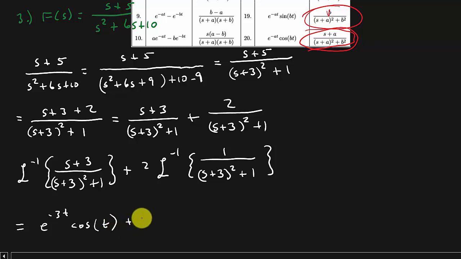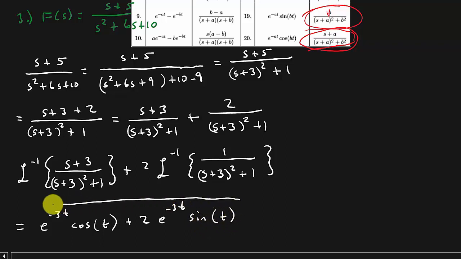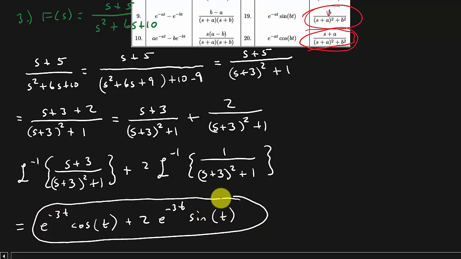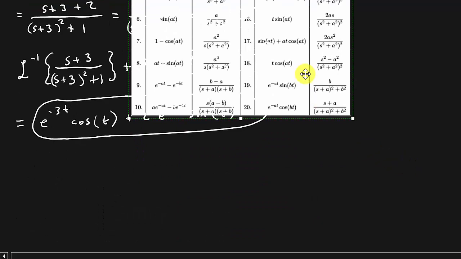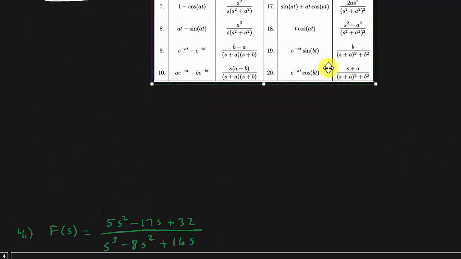And then that's going to be plus 2 times e to the negative at, so that's e to the negative 3t times the sine of bt. b is 1, so that's 1t. And there is your inverse Laplace transform. So that one had a little more to it than the other ones, but it is what it is. It's not that bad.